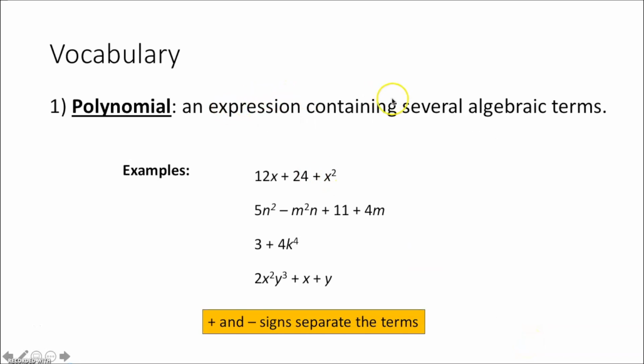First vocabulary term is a polynomial. That's an expression containing several algebraic terms. So here you can see we have 4 different polynomials.